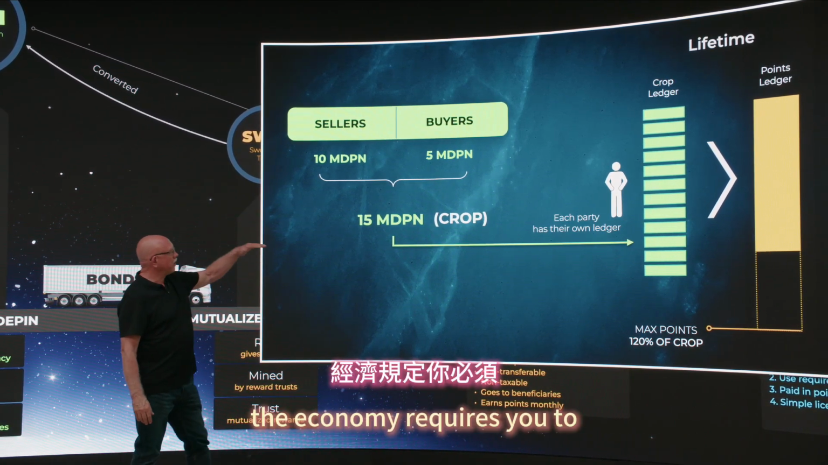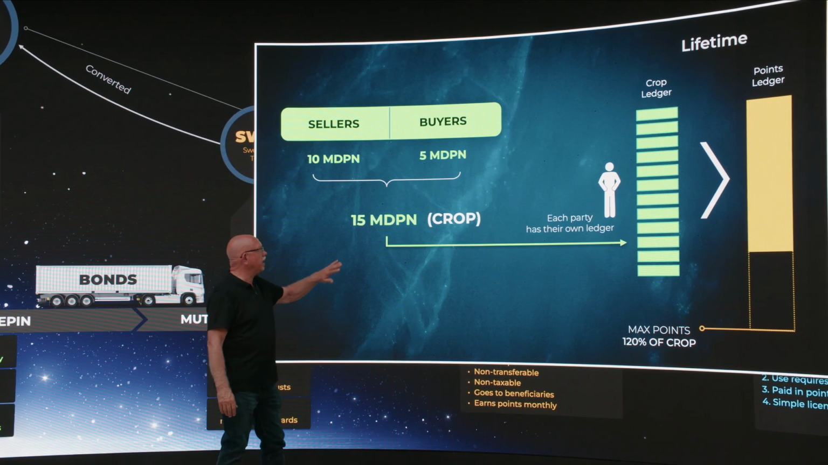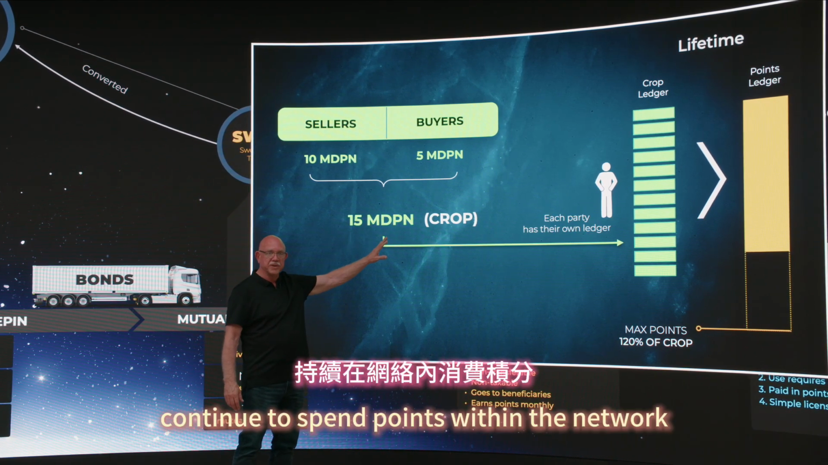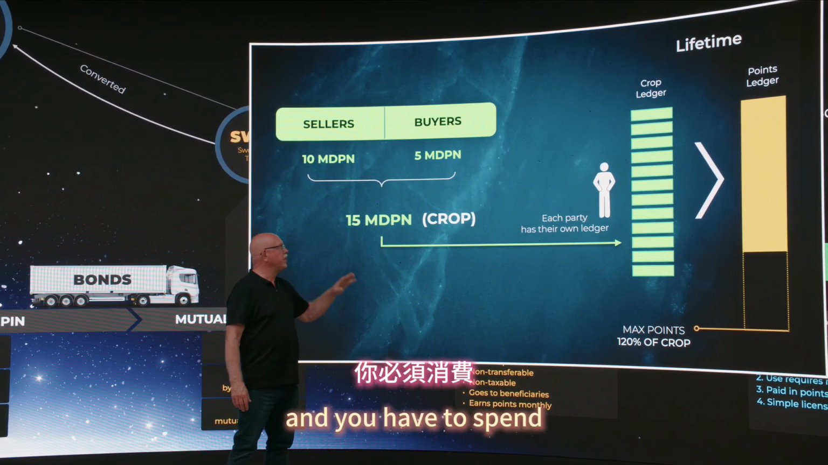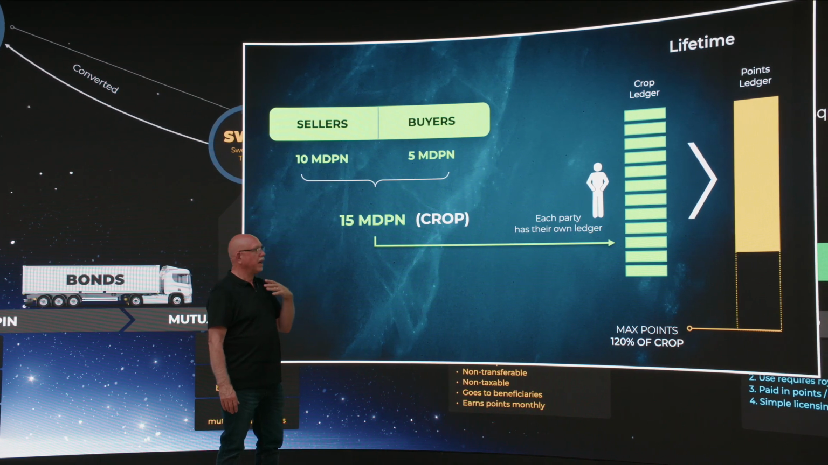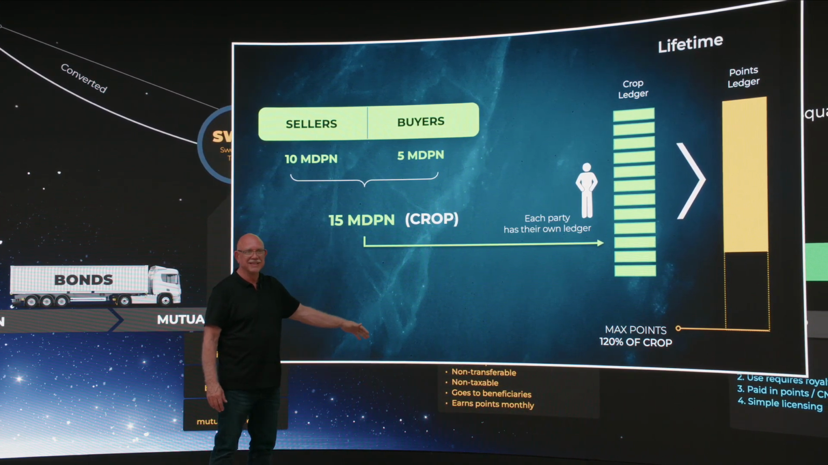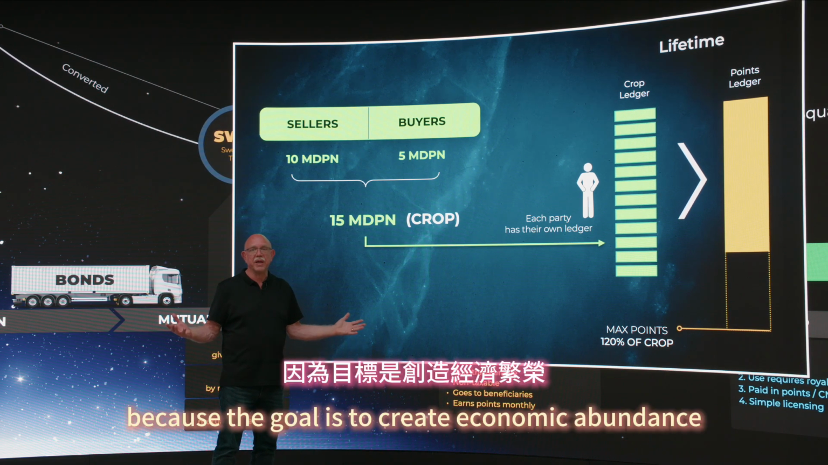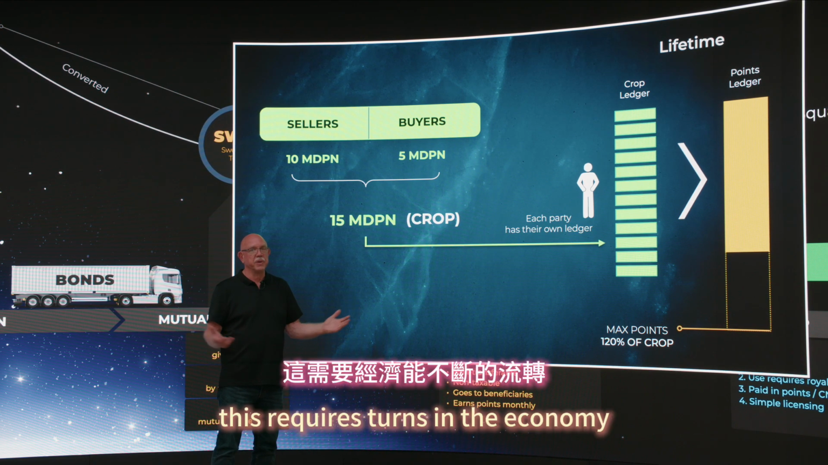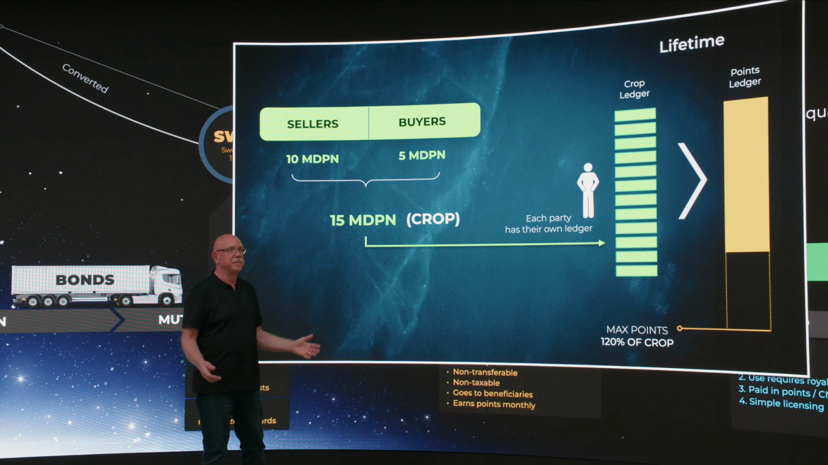the economy requires you to continue to spend points within the network, and you have to spend them over time or you get cut off. Because the goal is to create economic abundance. This requires turns in the economy.